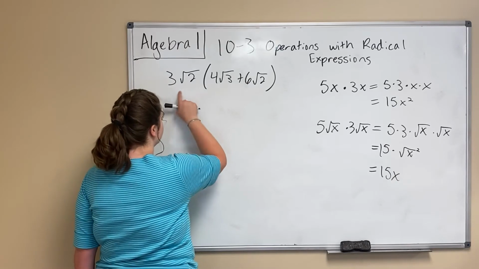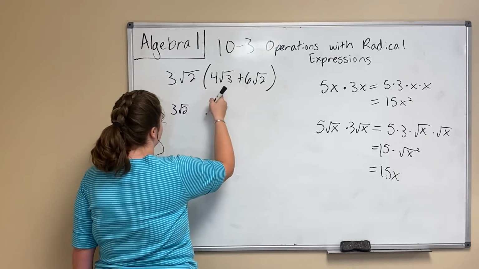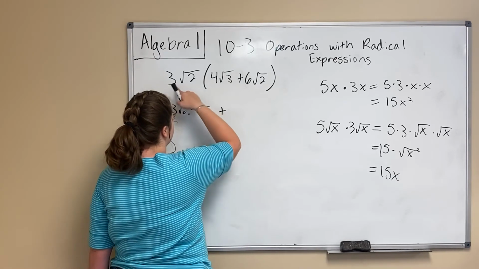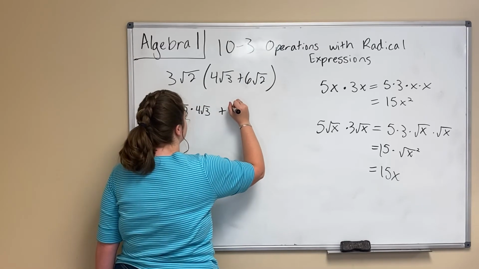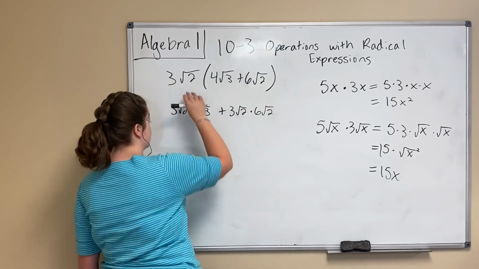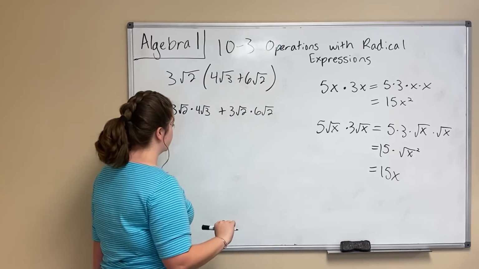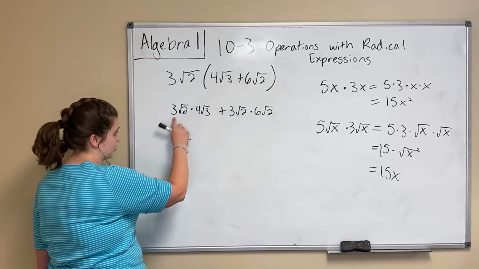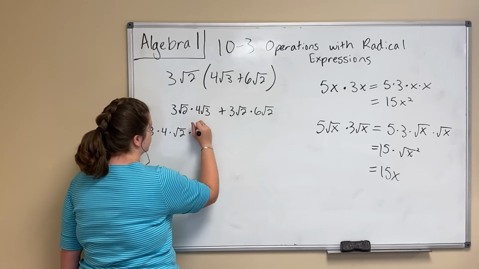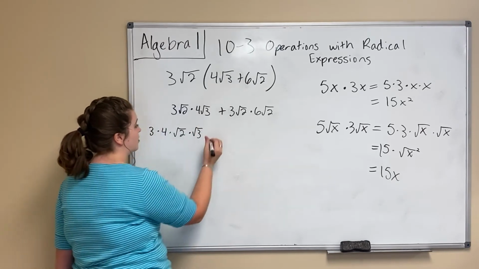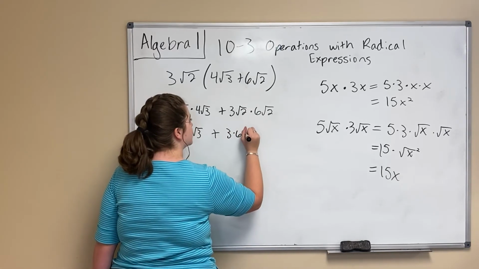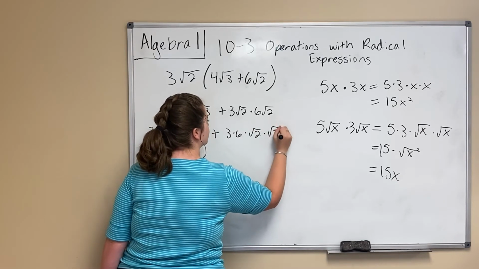So I'm going to take 3 on the square root of 2 times 4 on the square root of 3 plus 3 on the square root of 2 times this one. Basically, I'm just saying what's on the outside, I have to multiply by both things that are inside. So I'm going to do 3 times 4 times the square root of 2 times the square root of 3. Right, and then I'm going to add to that 3 times 6 times the square root of 2 times the square root of 2.